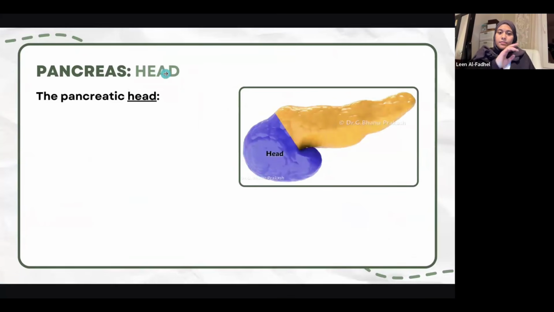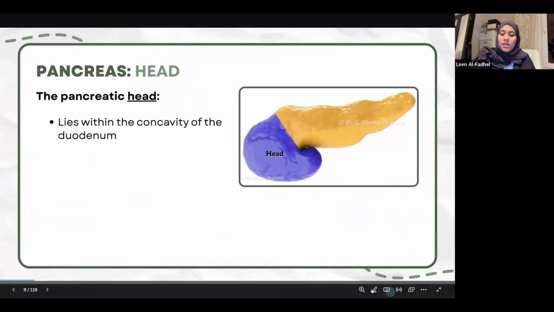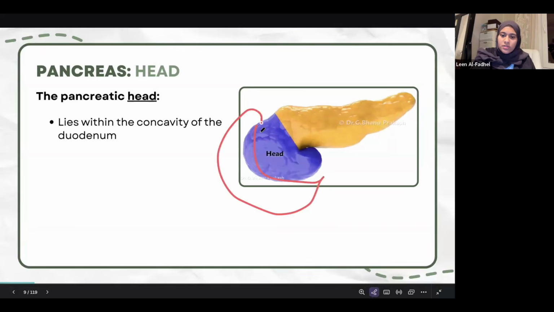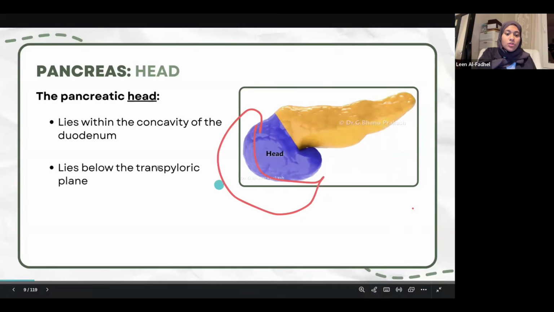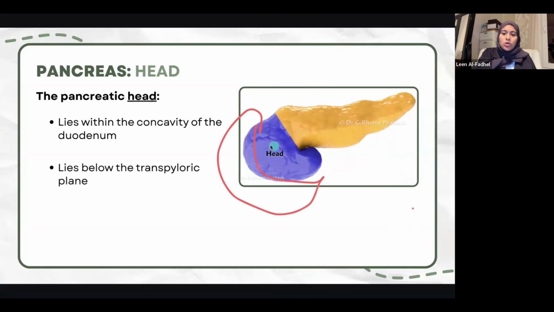Now, the head. This is the first part. Okay? The head lies within the concavity of the duodenum. So remember the duodenum, it's a C-shaped small intestine, so it lies within the head of the duodenum. It also lies below the transpyloric plane. So remember what was in the transpyloric plane? The neck, the pancreatic neck.